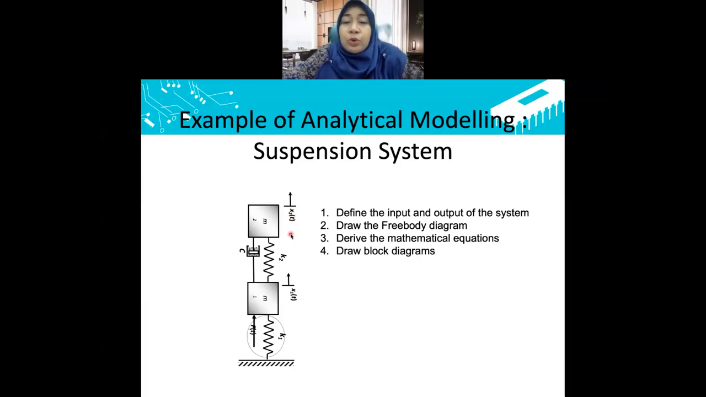Then you know what it is that you can control. Maybe you cannot control the road profile, so you need to control X2. So X2 is the desired input, not the input, but the desired input. I will show you the difference between desired input and input later on. So what to do about this? Let me show you how to draw the block diagram out of this.